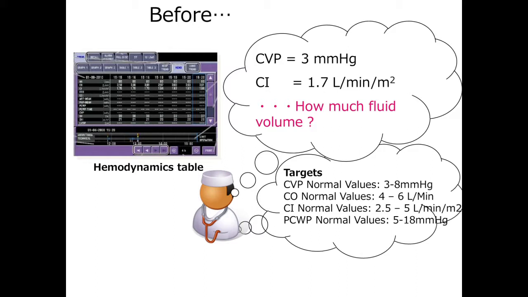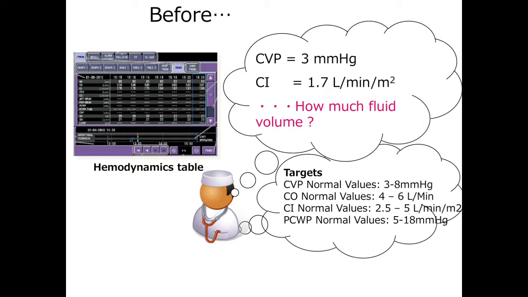But of course, there's a range. For example, the doctor is thinking, okay, now the patient's CVP is 3 millimeters Hg, cardiac index is 1.7 liters per minute. How much fluid volume? So the doctor uses this information, and then decides what is a good treatment for the patient.